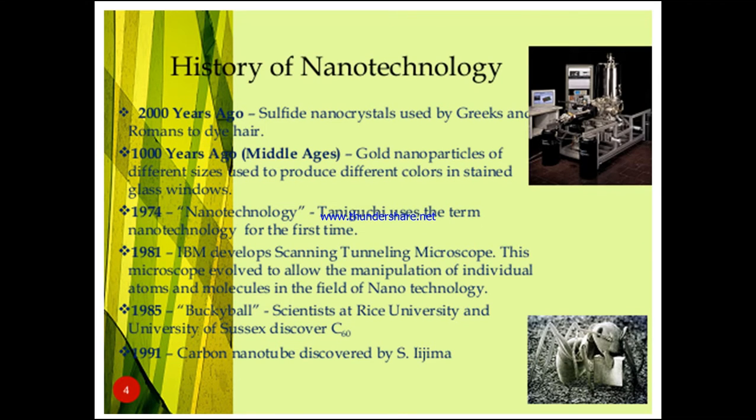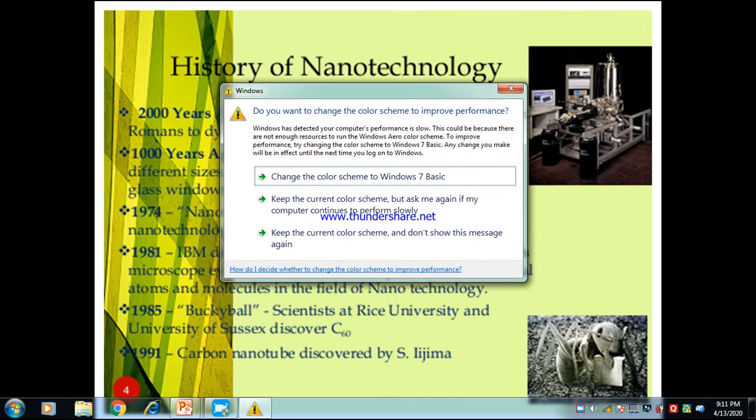History of nanotechnology: 2000 years ago, sulfide nanocrystals were used by Greeks and Romans to dye hair, that is, for coloring the hair. 1000 years ago, in the Middle Ages, gold nanoparticles of different sizes were used to produce different colors in stained glass windows. That is, they used this for coating purposes.